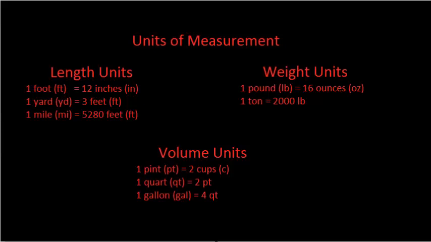And finally, the English measurements for volume are cup, pint, quart, and gallon, where 1 pint is 2 cups, 1 quart is 2 pints, and 1 gallon is 4 quarts. We can convert between units within their specific measurements. So length units I can convert from yards to inches, from feet to miles. Weight I can convert from pounds to tons. Volume I can convert pints into gallons.